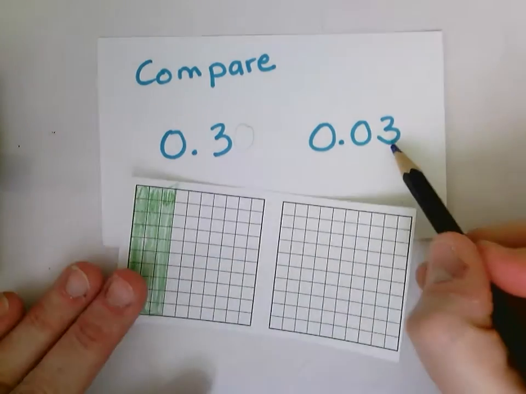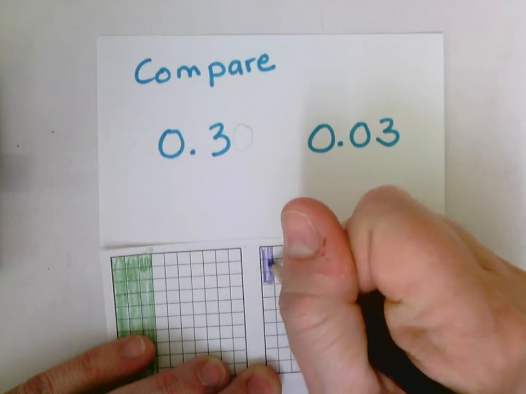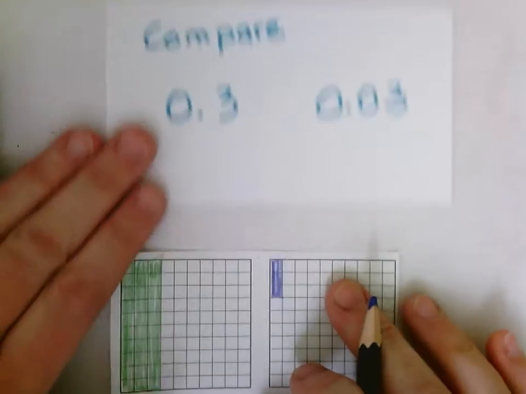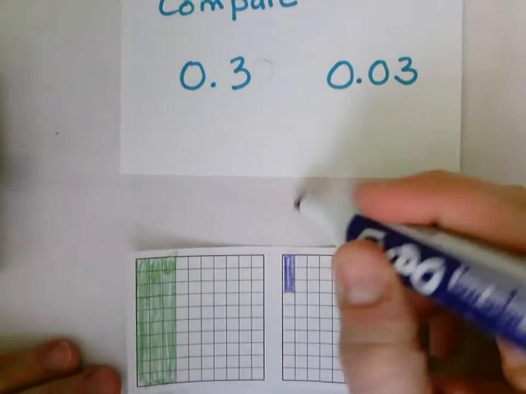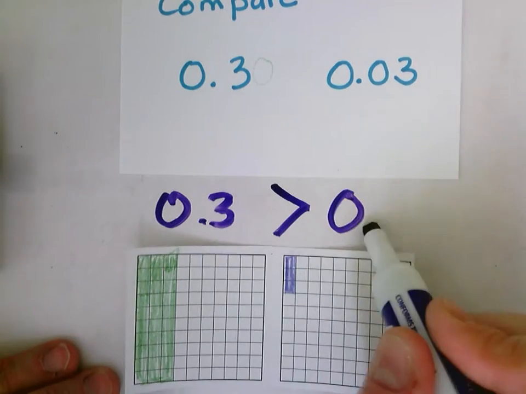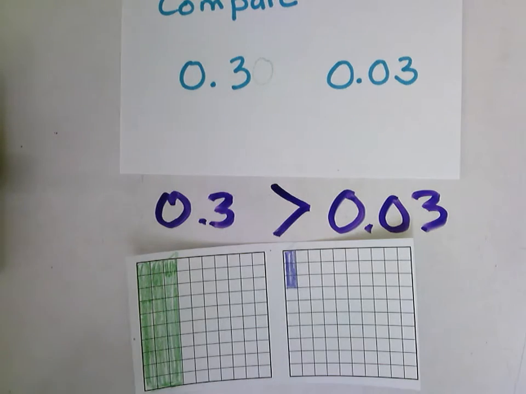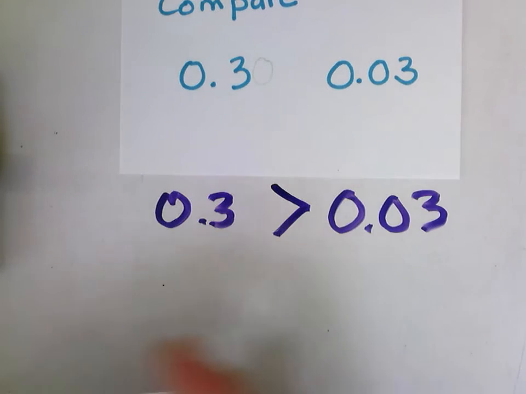Here I have 3 hundredths, so I'm going to color in 3 hundredths, 1, 2, 3. So here you can clearly see that 3 tenths is greater than 3 hundredths. 3 tenths is much greater than 3 hundredths. So I read it, 3 tenths is greater than 3 hundredths. Let's try one more example.